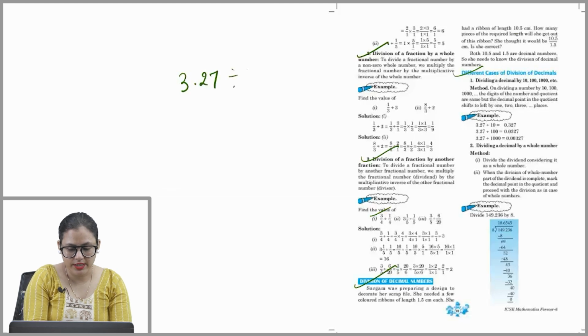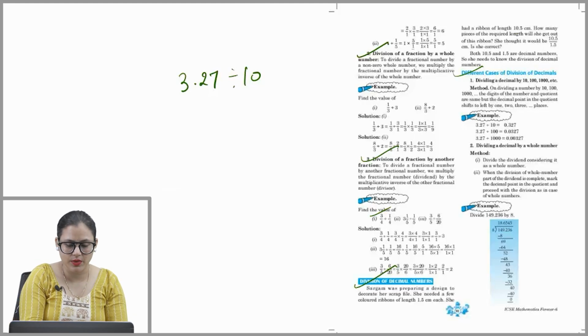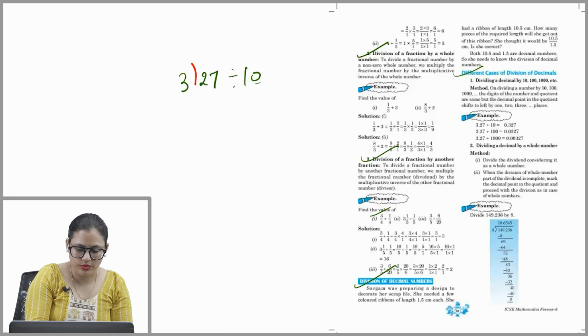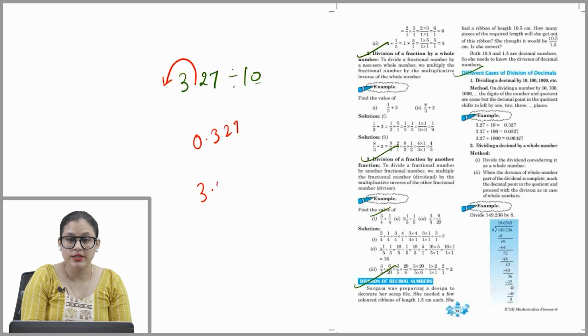3.27 divided by 10. Now this time while dividing, we will shift the decimal towards the left side. Okay, there is 1 zero, so we will shift this decimal towards the left only 1. So we will get 0.327. Okay, next is 3.27 divided by 100.